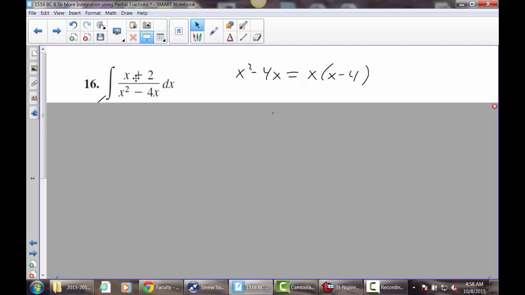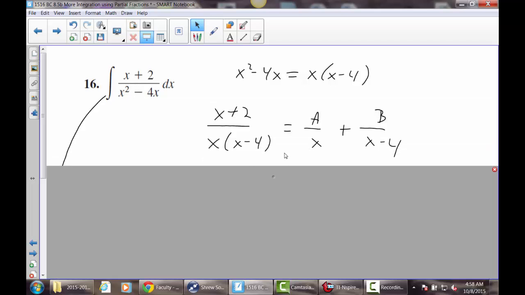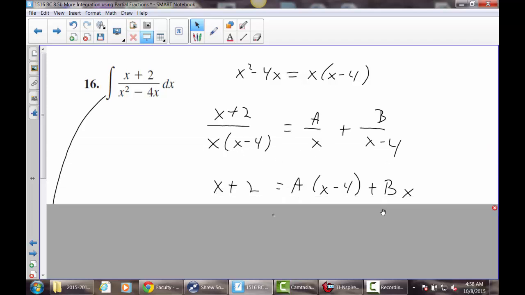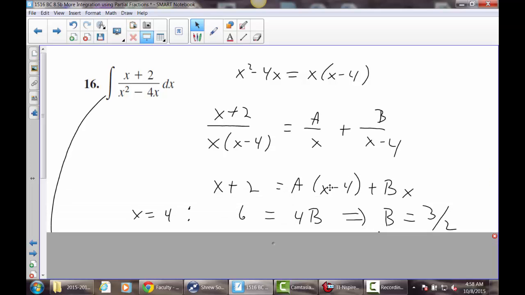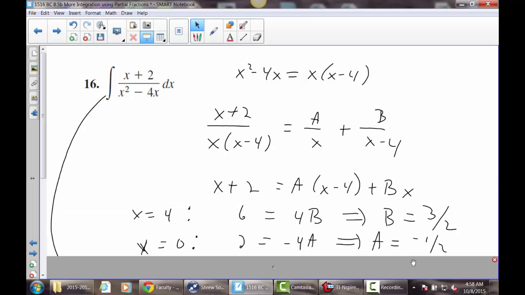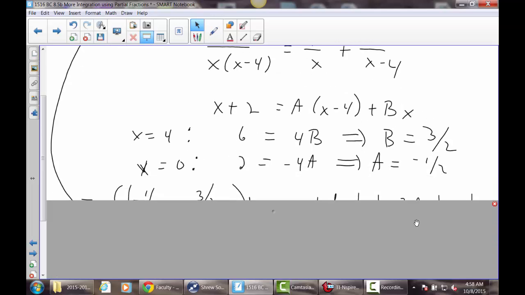Alright, so again, we check the degree of the top over the degree of the bottom. We're fine. It's less. Factor the denominator, etc., etc. We'll need denominators of x and x minus 4. So you multiply both sides by the LCD. You're purposely going to let x equal 4. That'll give us b equals 3 halves. You're purposely going to let x equal 0. That'll give us a is -1/2.